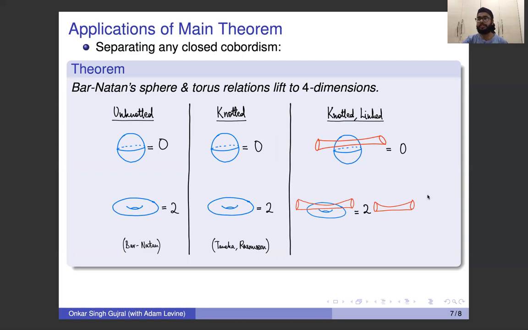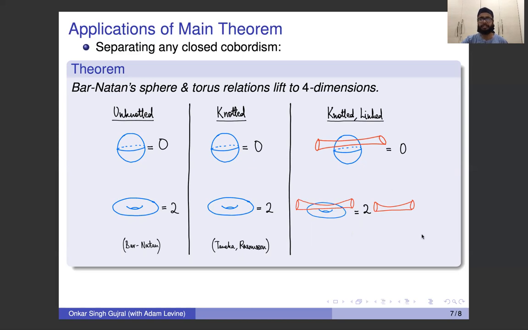Now you can do a similar thing for a torus which might be linked with some arbitrary cobordism. And so what you do is first that you separate the blue torus from the red cobordism by applying our main theorem, because the endpoints are vacuously split, and upon doing so, you have just 2 times the red cobordism.